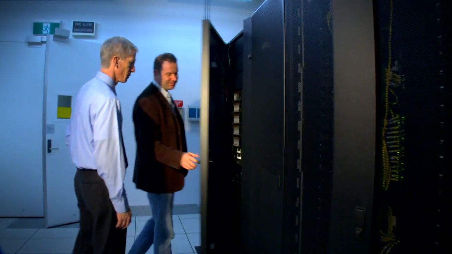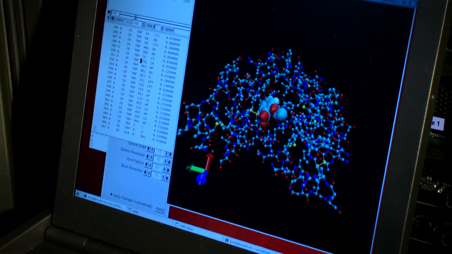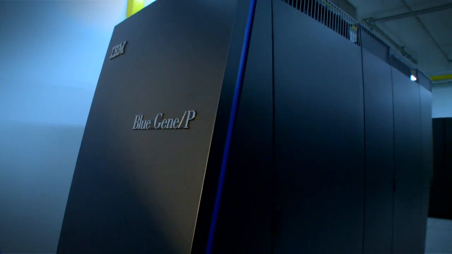Melbourne's the life sciences capital of the Asia-Pacific region. There's so much fantastic life sciences work done around the Melbourne region that it's an obvious place to make a real difference. Well, I was lucky enough to be one of the first people to use Blue Gene in particular.